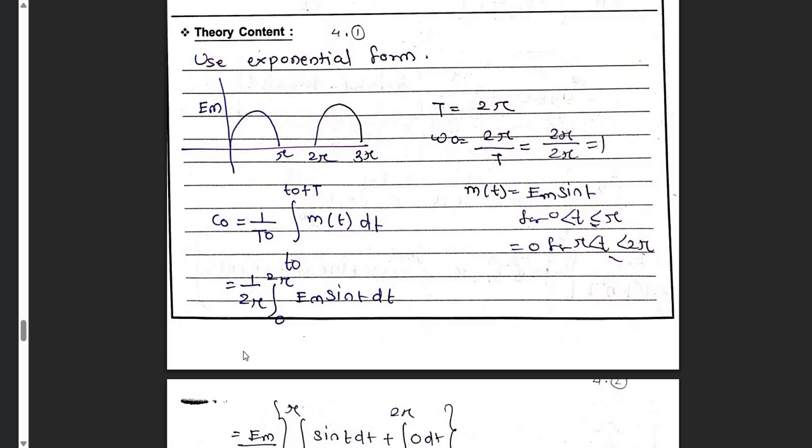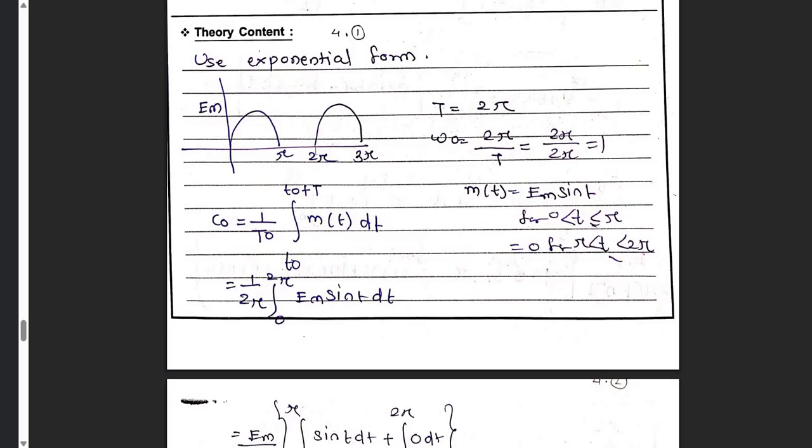Now using exponential form means we need to calculate two coefficients. One is C0 and the second one is Cn. In case of trigonometric form, we calculate A0, An and Bn, and in exponential form, we calculate C0 and Cn. Now for C0, the formula is C0 equal to 1 upon T, integral from T0 to T0 plus T of m of t dt, the way it is for A0, the zeroth term.